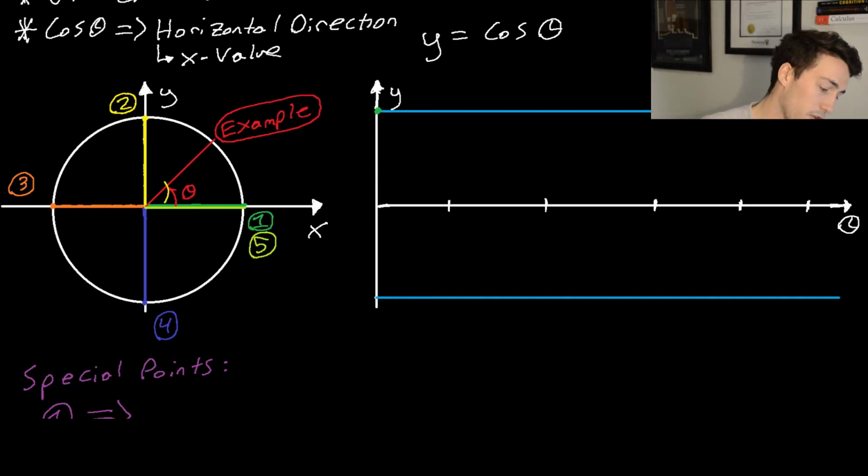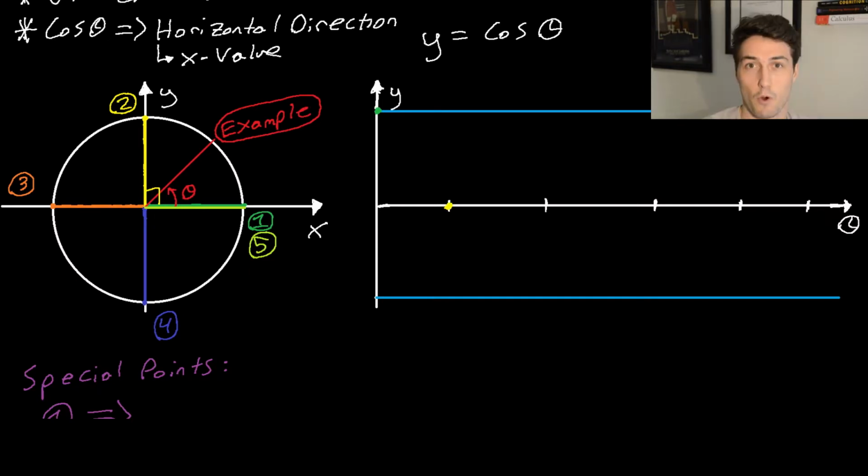Now if we rotate to point number 2, to pi over 2, it's going to be a 90-degree angle, so we can write it like that. That's actually fully in the vertical direction. So now for cos, it's actually not going to have a value there because cos only represents the horizontal direction. So now I can plot this yellow point, or point number 2, at 0, and that is at pi over 2.